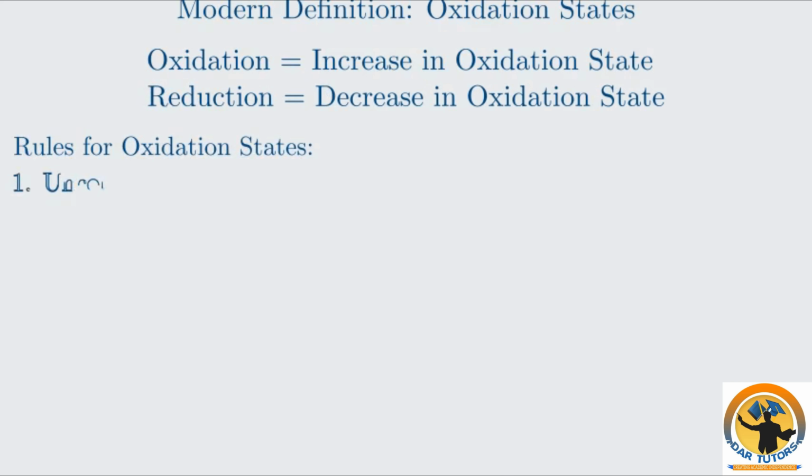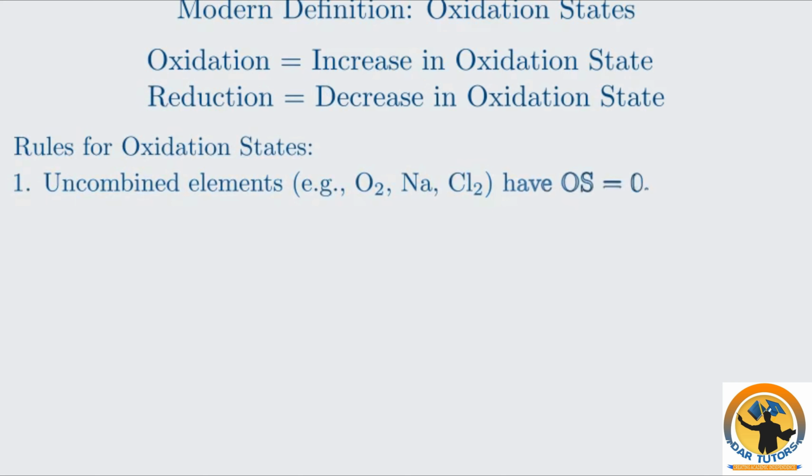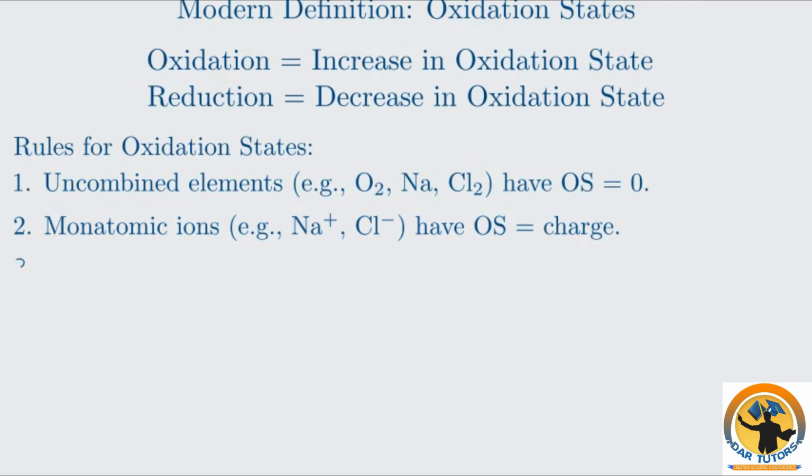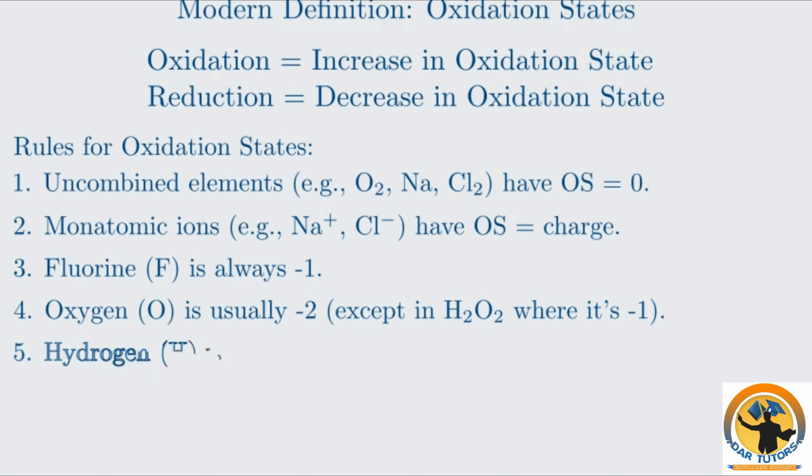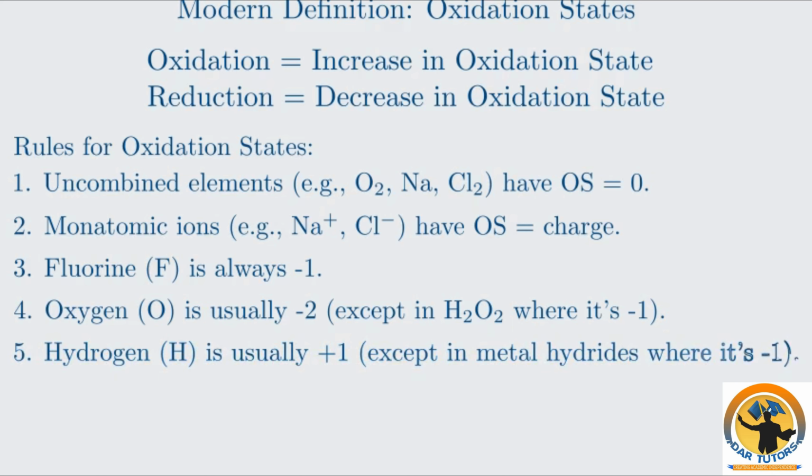Rule 1. An uncombined element has an oxidation state of 0. Rule 2. The oxidation state of a monatomic ion is equal to its charge. Rule 3. Fluorine always has an oxidation state of -1 in its compounds. Rule 4. Oxygen almost always has an oxidation state of -2, except in peroxides like H2O2 where it's -1, and in compounds with fluorine where it can be positive. Rule 5. Hydrogen almost always has an oxidation state of +1, except in metal hydrides like NaH where it's -1. Rule 6. For a neutral compound, the sum of all oxidation states must be 0.